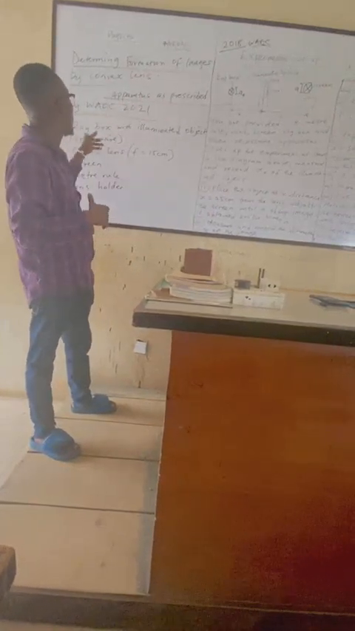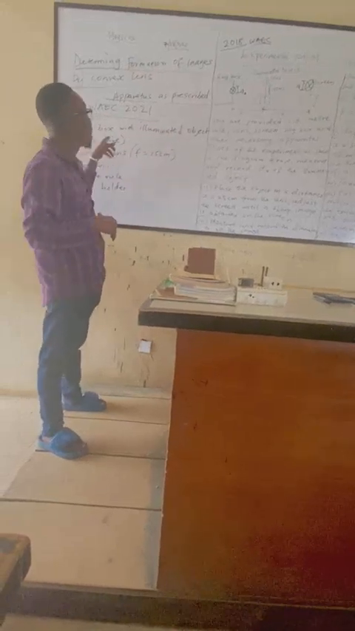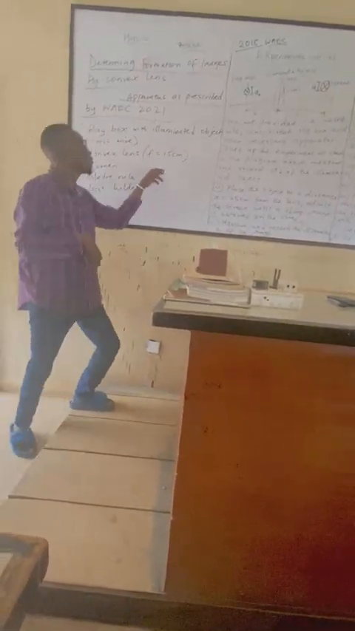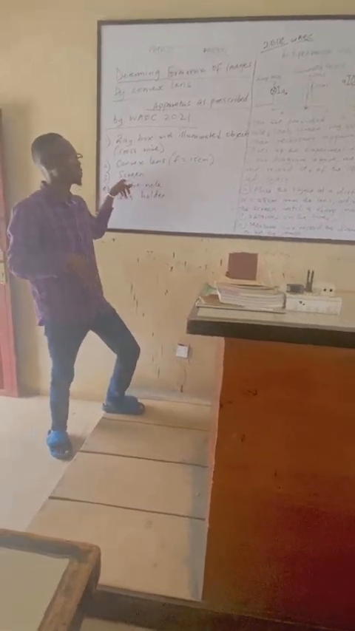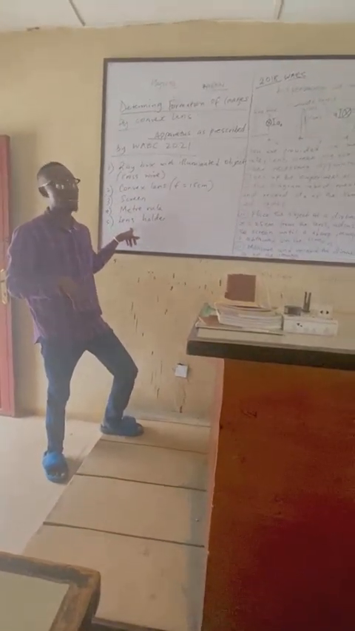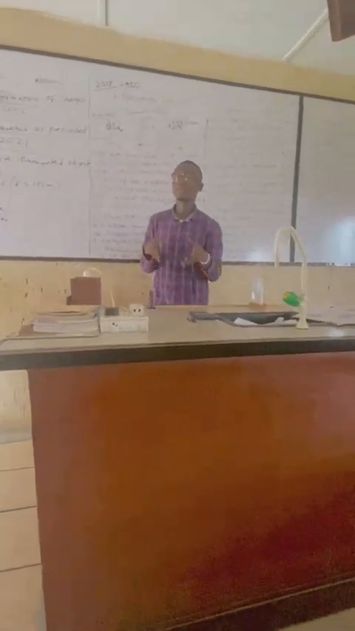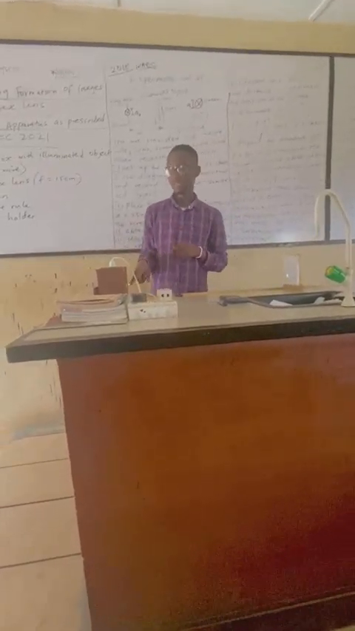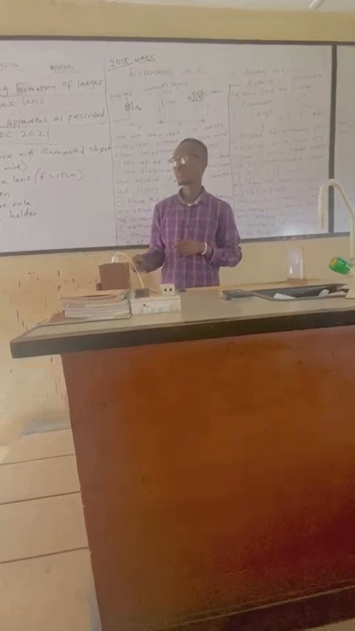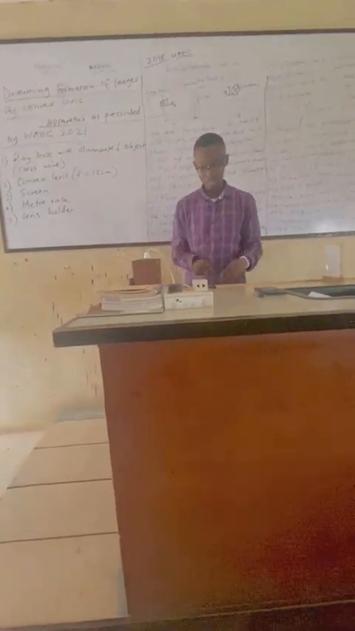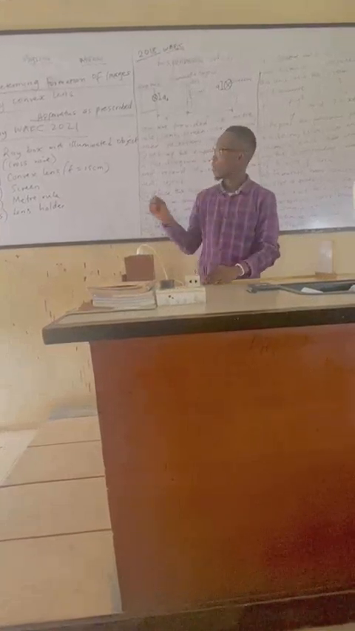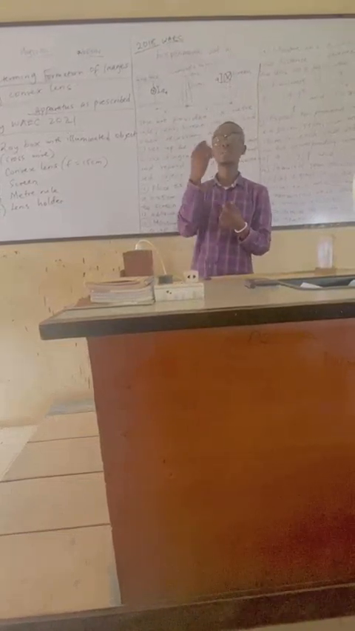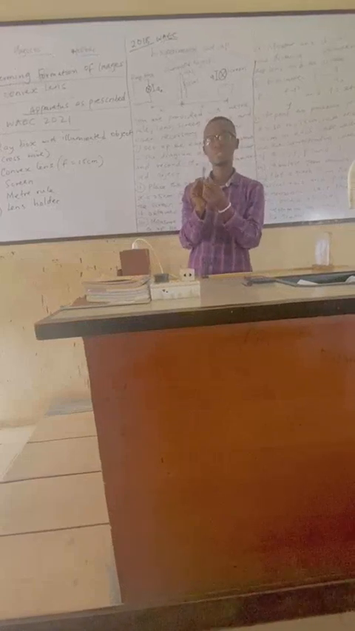The apparatus that was prescribed for us is a ray box with an illuminated light object, cross wire. Then number 2, the convex lens of focal length 15 centimeters. We have the screen, and we have a meter rule and lens holder. I'm going to show us the various apparatus as listed here. Number 1, this is a ray box, and you can see the illuminated object coming out of the ray box. Then the convex lens, this is the convex lens that we are using. Our focal length of the convex lens is 15 cm. So make sure for this practical that the focal length of the convex lens is 15 centimeters.